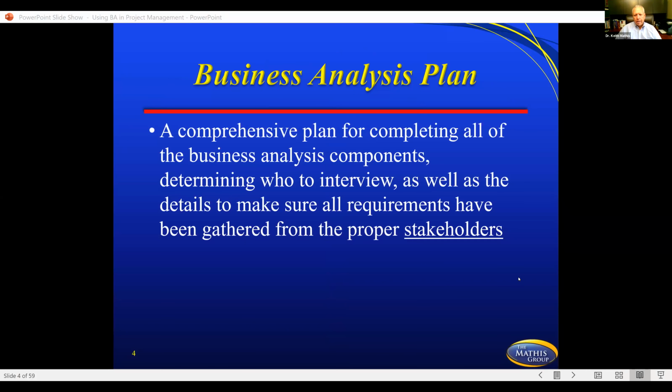Now, the business analysis plan. A comprehensive plan for completing all of the business analysis components. You're determining who to interview as well as the details to make sure all requirements have been gathered from the proper stakeholders. So if you're using a BA, let's put the project management hat on for a moment. So I'm a project manager, you're a project manager, and now what's happening is we have a BA. So how do I use that BA if I've never used one before?